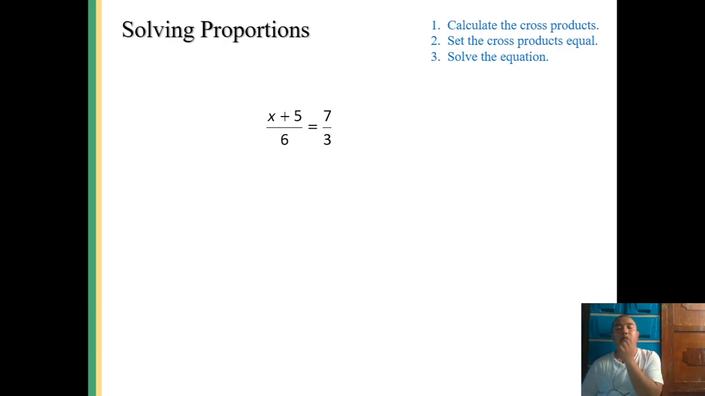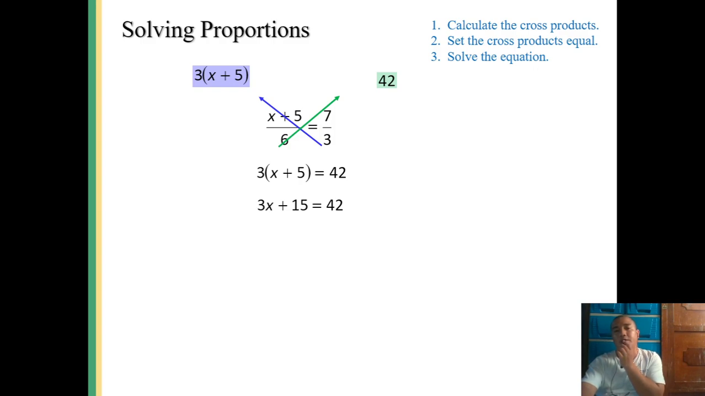x plus 5 over 6 equals 7/3. Calculate the cross products. 3 times x plus 5 is equal to 42. Next, set the cross products equal. 3x plus 15 equals 42 by the distributive property of multiplication. Then subtract both sides by 15. 3x equals 27. Divide both sides by 3. Let us now solve the equation. x equals 9. So x equals 9 to make the proportion equal, to make the ratios equal.